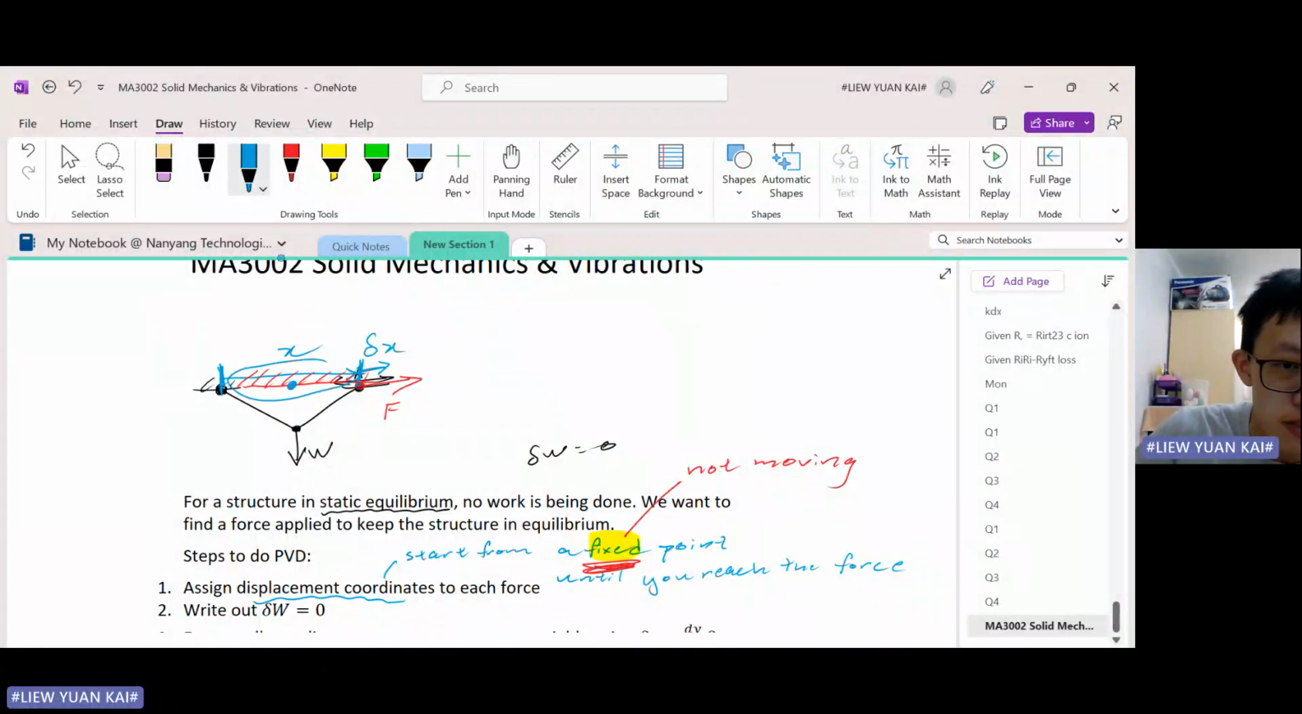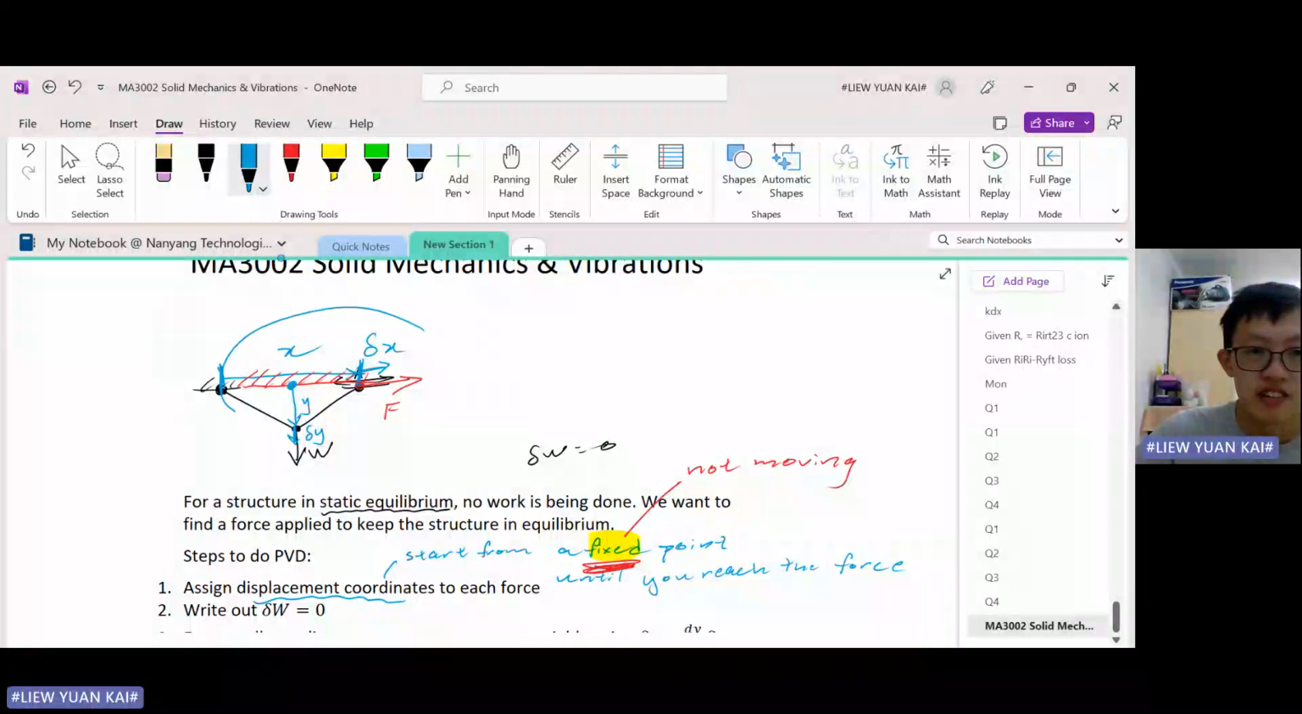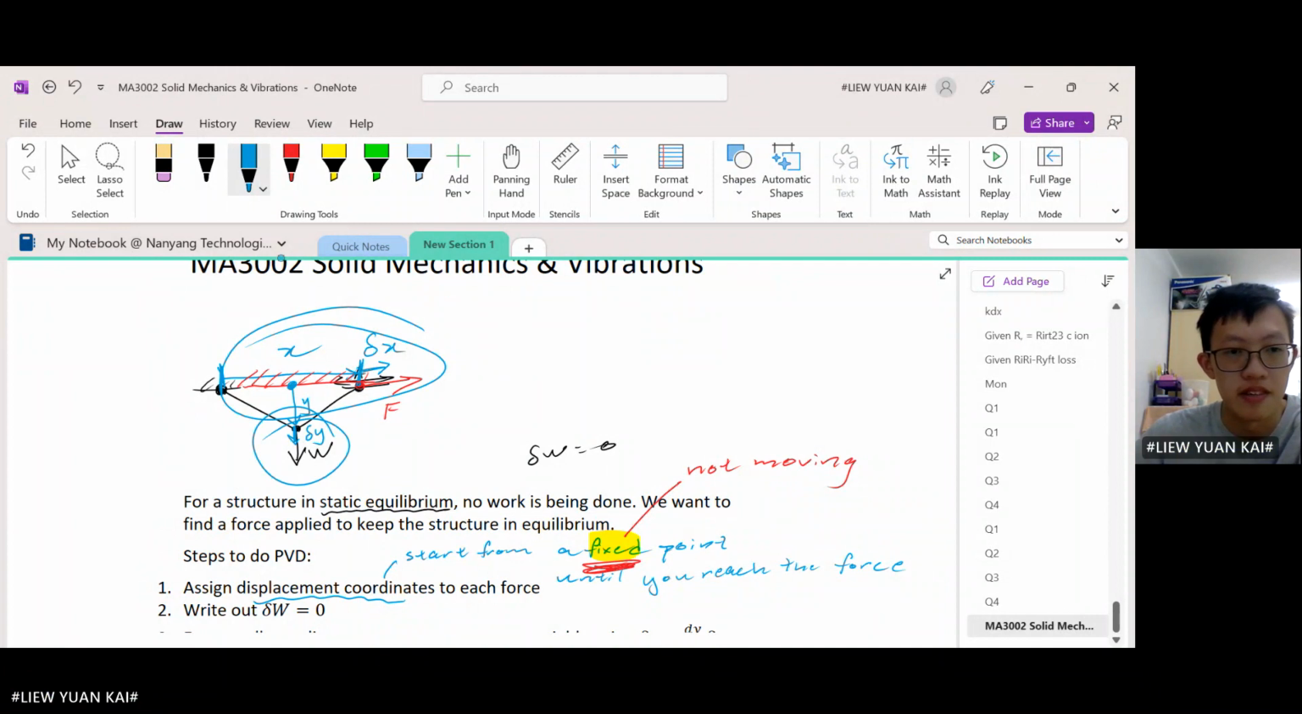See, you extended the fixed point. You've extended the fixed structure, which is this ceiling. And then now, from this ceiling, you can start from the fixed structure and then go all the way down to W. Okay, let's call this Y. And then you put the infinitesimal, so delta Y. Like that. So now you've assigned all the coordinates for both your force, F, and then the weight, W.